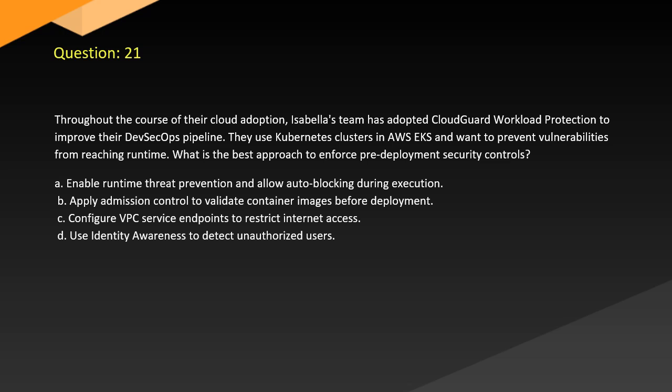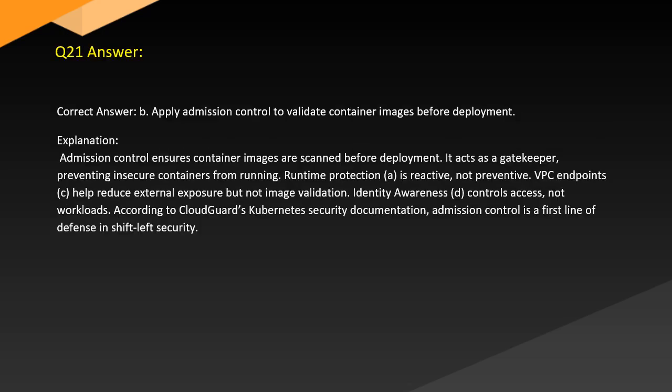C. Configure VPC service endpoints to restrict internet access. D. Use identity awareness to detect unauthorized users. Answer. Correct answer: B. Apply admission control to validate container images before deployment. Explanation. Admission control ensures container images are scanned before deployment. It acts as a gatekeeper, preventing insecure containers from running.